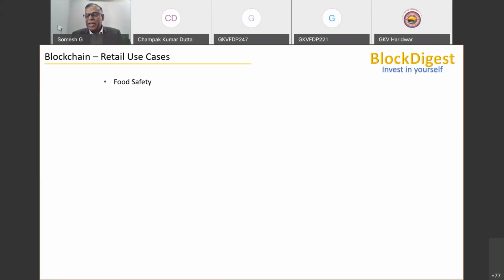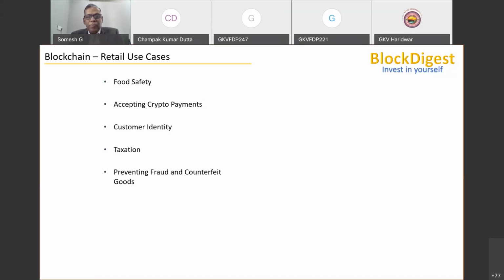The big subject is where blockchain can come in really handy, because auditability is there and public viewing is possible. Customer identity in retail use cases: the big players or the wannabe players can use it for customer identity. Taxation can be easily automated. It's a complex area, and that can be easily automated using blockchains. Fraud and counterfeit goods can be on blockchain.